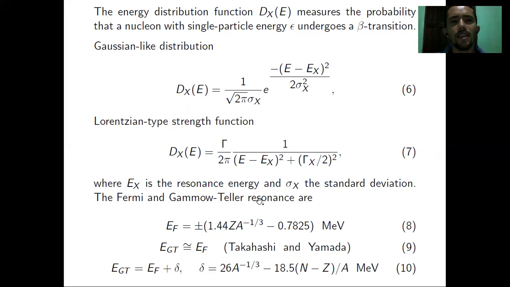So the resonance energy can be evaluated by equations 8 and 9. Equation 9 was first proposed by Takahashi and Yamada in the original work, but in this work we will use equation 10 to evaluate the Gamow-Teller resonance.